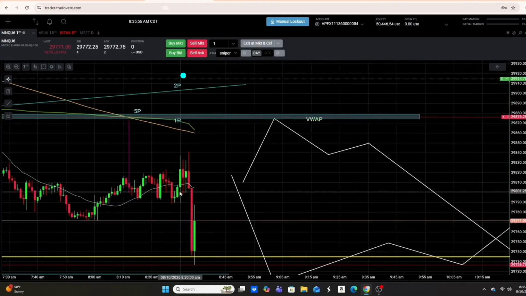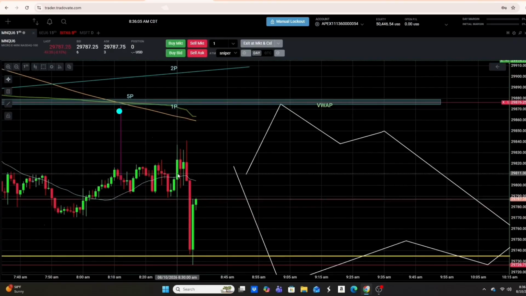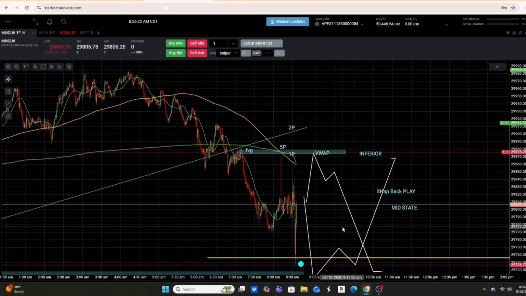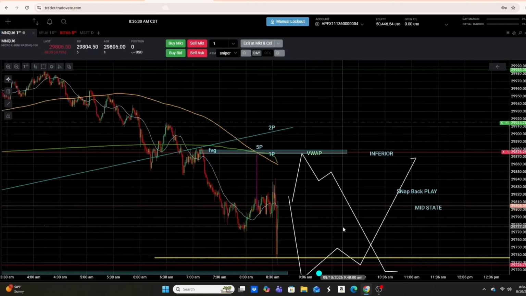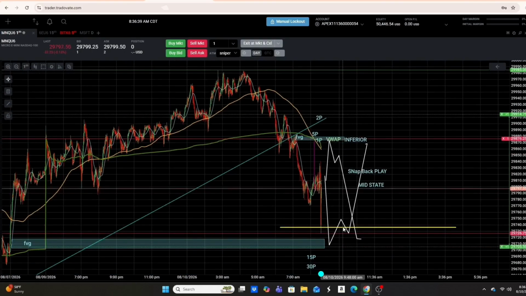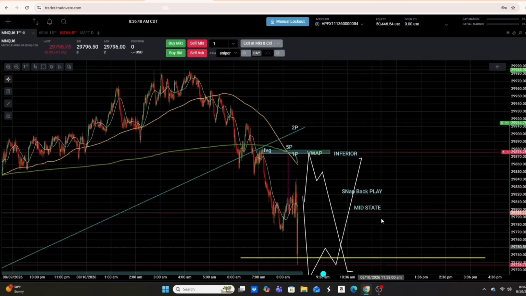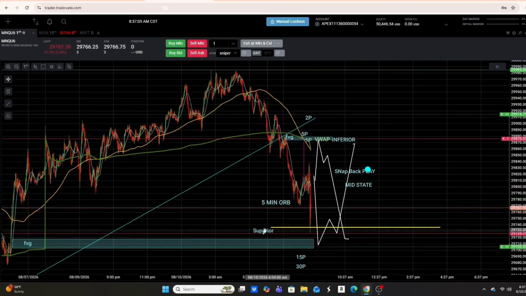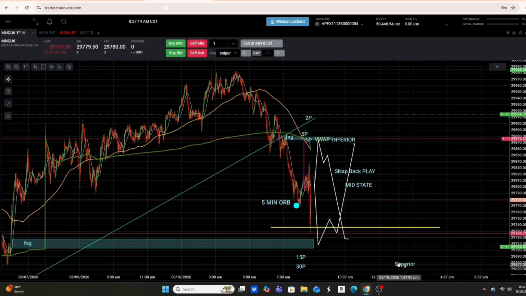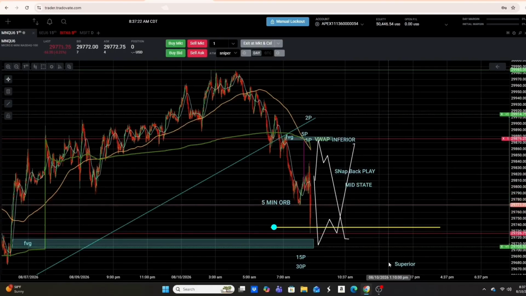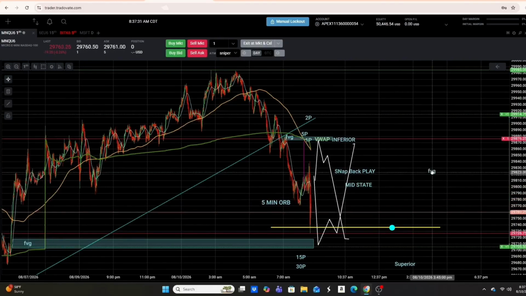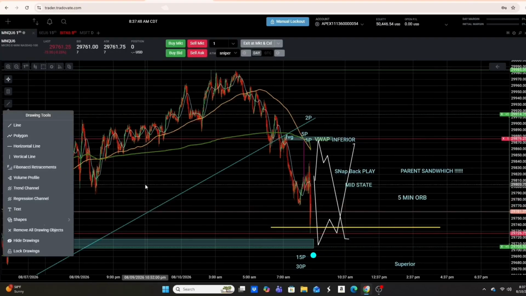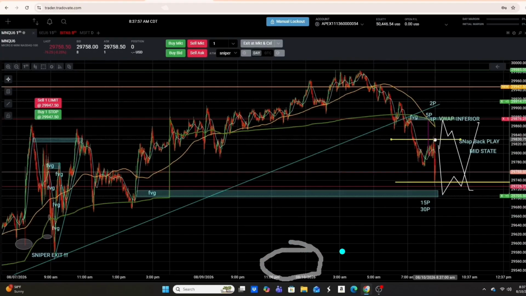We have the 2-minute parent up here, the 5-minute parents up here, and the 1-minute parent is up here. The 15 and the 30 are underneath, right? So we know this is what's called a parent sandwich. We have the 5-minute ORB played out. So this is the 5-minute ORB. But again, we're in what's called a parent sandwich because 15-minute parent is down there.